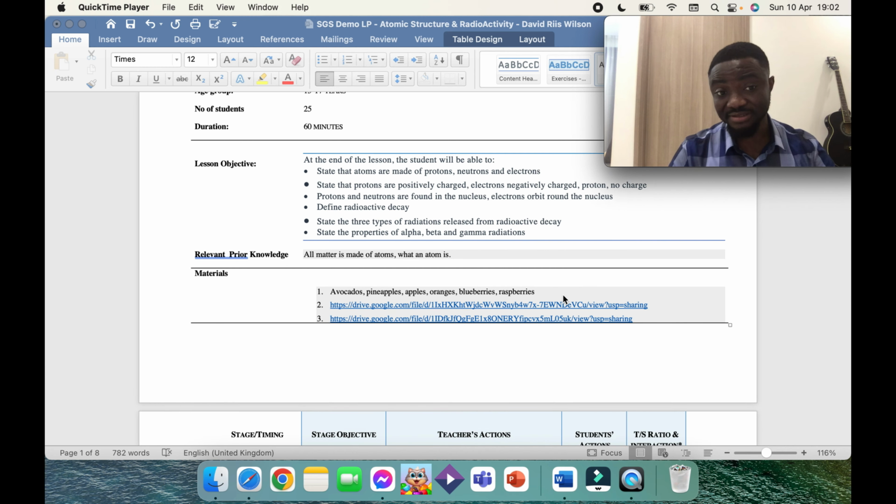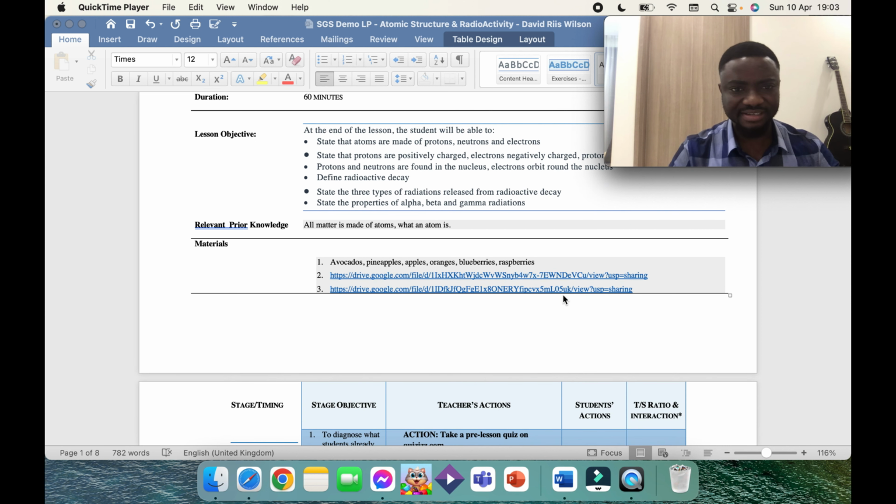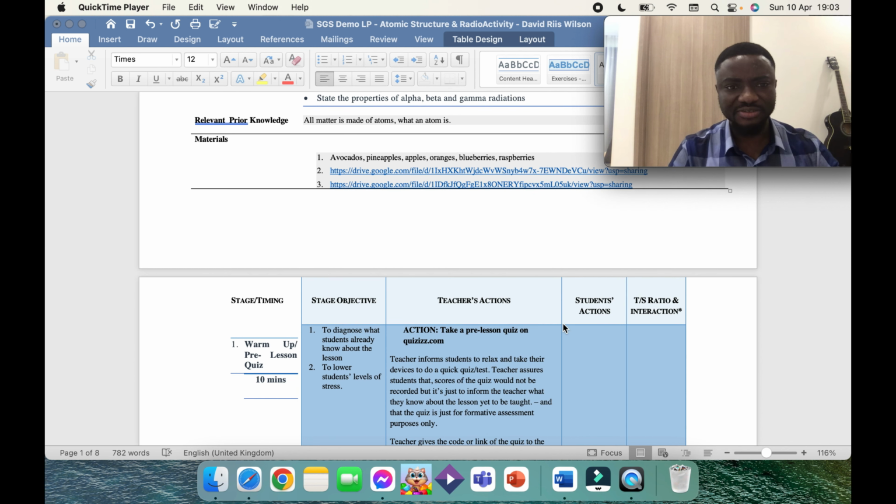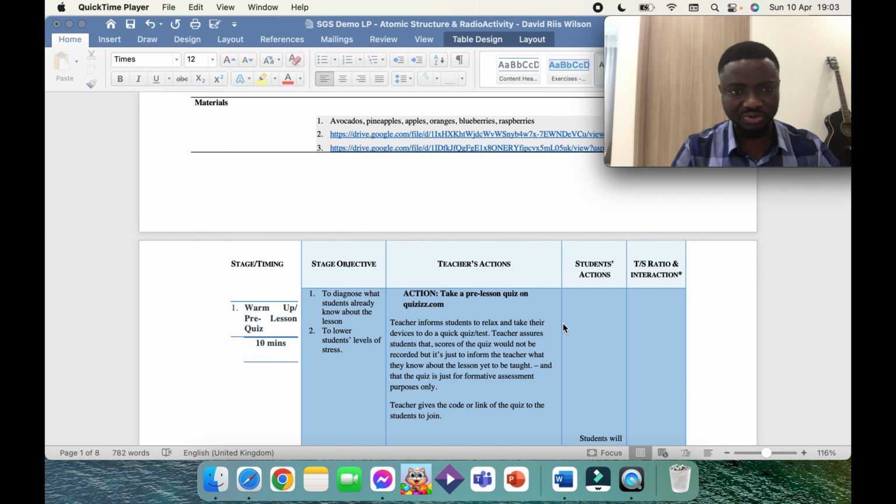For the relevant prior knowledge to this lesson, students are supposed to know that everything that they see is made of atoms, and they should be able to define atoms prior to this lesson. And these are some of the resources I used in preparing this lesson. So you can click on the links to find out more. And yeah, as you can see, let's go on to the lesson.